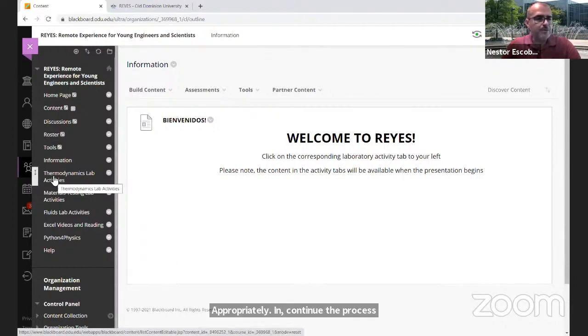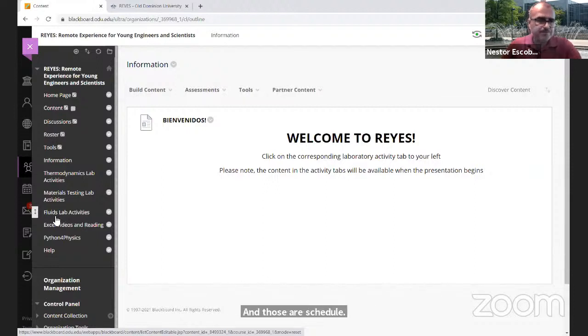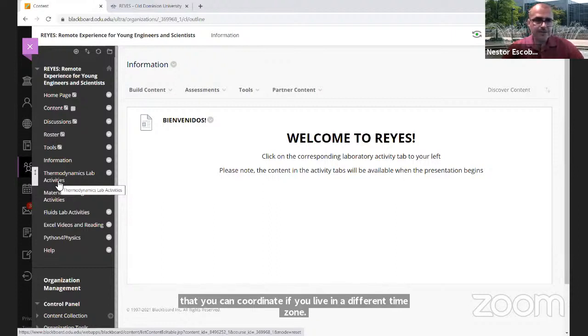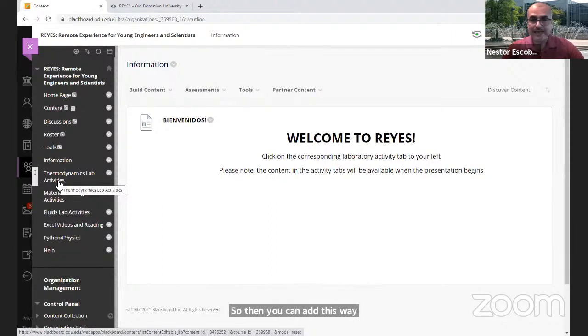You're going to be able to see thermodynamics lab, material testing lab, and fluids lab, and those are scheduled. If you go to the REYES webpage, you'll be able to see the schedule, the calendar. Make sure that you are aware that we are on Eastern time, so that if you live in a different time zone, you can at least watch the live class and be able to ask questions live.